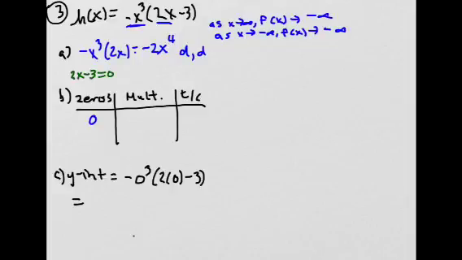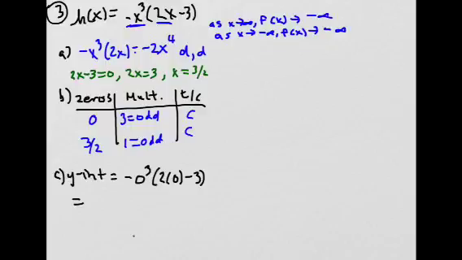So we're going to add 3 to both sides. That gives us 2x equals 3. Then we're going to divide by 2 on both sides, and you get x equals 3 over 2. So that's my other 0, 3 over 2. The multiplicity of 0 is 3, and that's an odd number. The multiplicity of 3 halves is 1, and that too is an odd number. So then we know that the graph is going to cross through each one of those zeros.